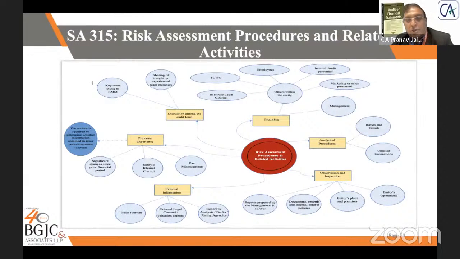So this is a pictorial diagram of what the standard talks about, how to do risk assessment procedures and related activities. These are largely in line with the existing standard, with a few minor changes which are not too significant and are appropriate in the relevant circumstances. So I will not go into much detail due to consideration of time.